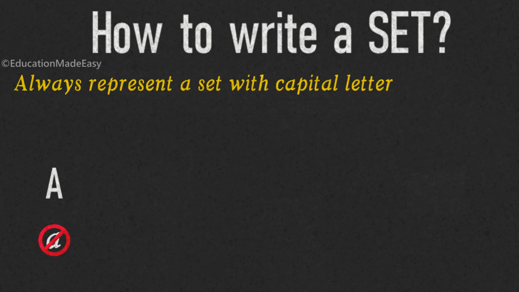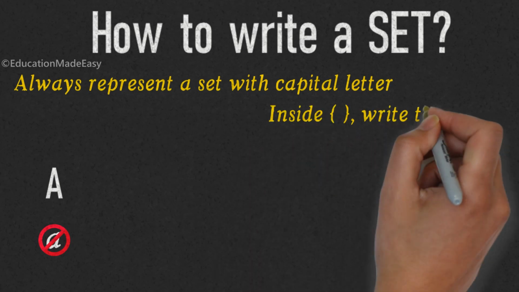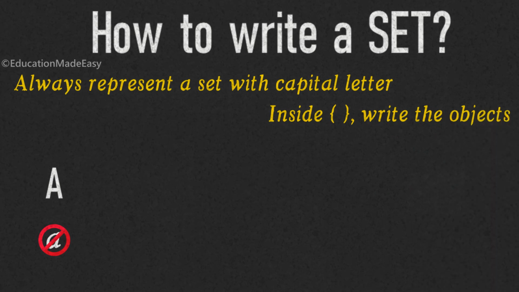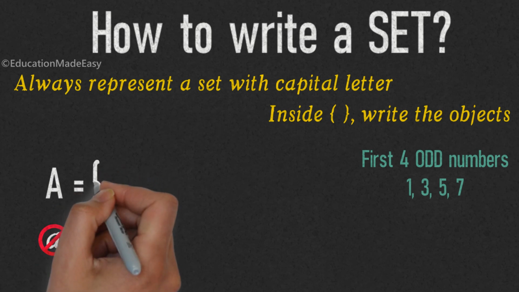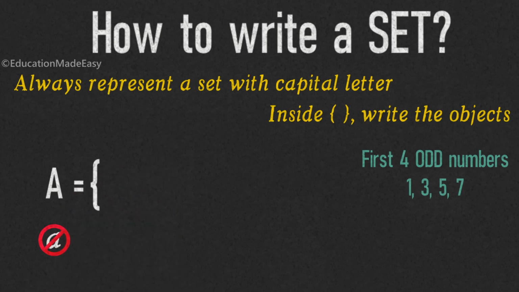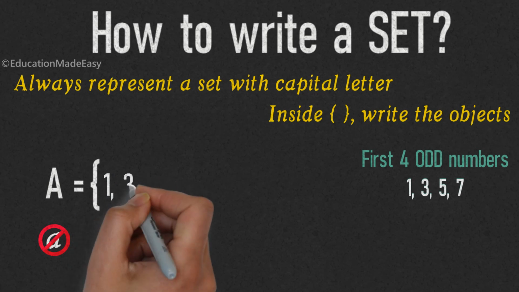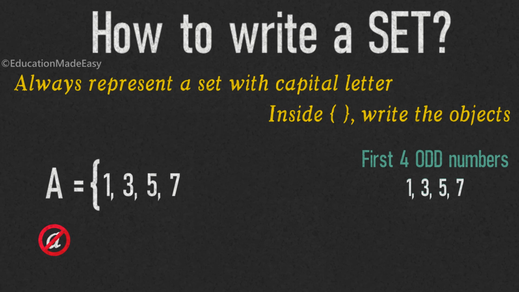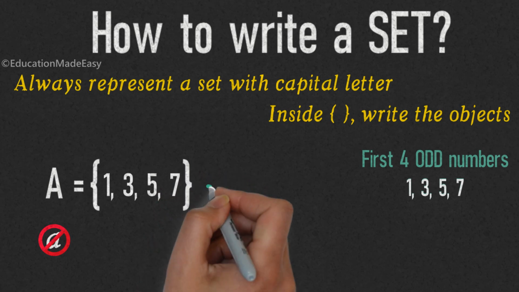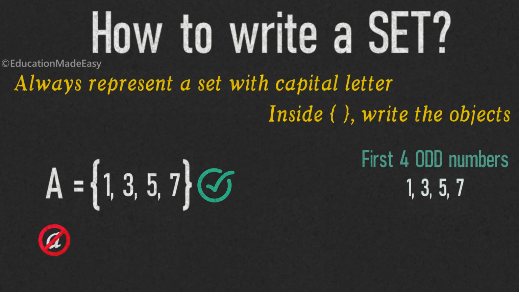The second thing to remember is, write the objects of the set inside curly brackets. To understand this, consider A is equal to the set of first 4 odd numbers. Then, we can write A is equal to. First, put a curly bracket. Then, write the first 4 odd numbers, each of them separated by commas. That is 1, 3, 5, 7. Now, close it with a curly bracket. This is the correct method of writing a set.